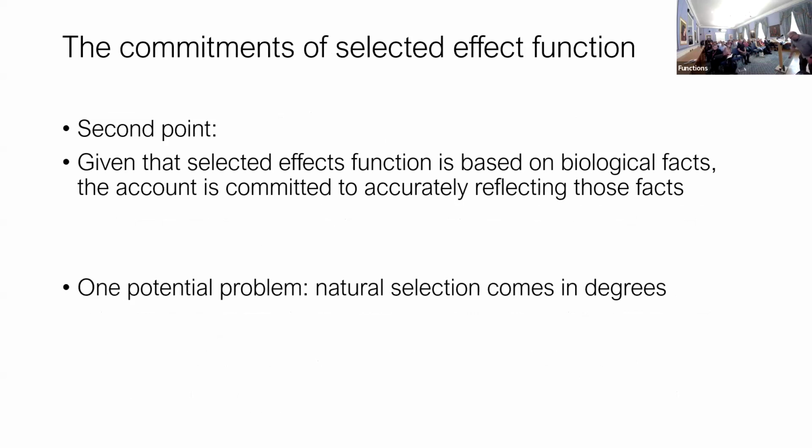This is a popular view, and I think for a good reason. Second point: given that selected effect function is based on biological facts, and so much of the status of that view is based on the fact that it uses biological facts, it had better be the case that the account is sensitive to the biological facts. And here's one fact that I think is potentially problematic. Natural selection comes in degrees.